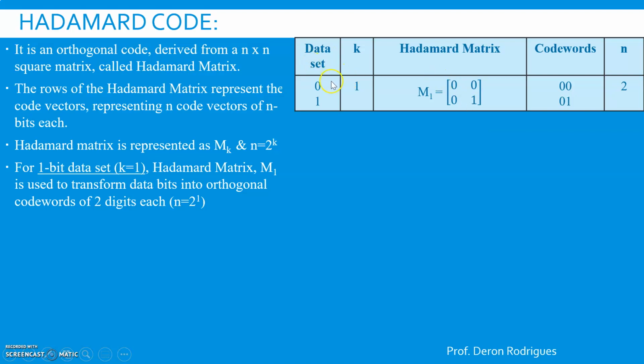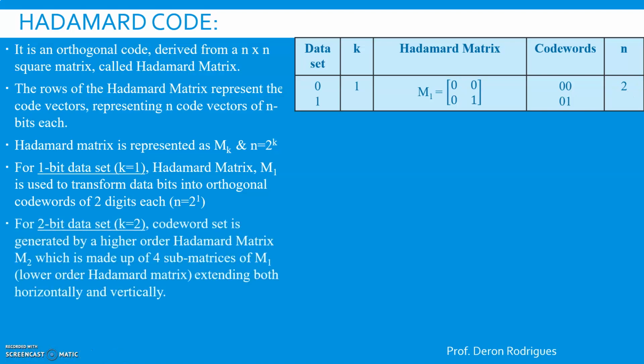So the data set is shown here. Since k is equal to 1, there are only two options, 0 and 1. The code word for 0 is nothing but the first row of the Hadamard matrix, and the code word for 1 is the second row of the Hadamard matrix. So these are the code words, and the code words are made up of n bits, that is, n is nothing but 2 raised to 1.